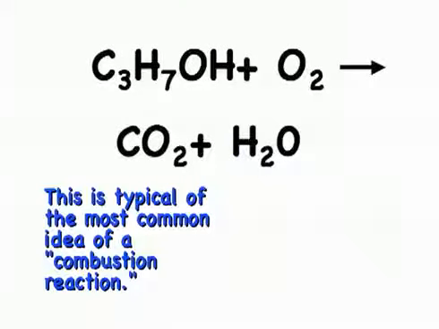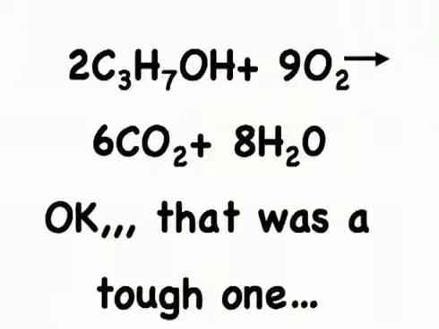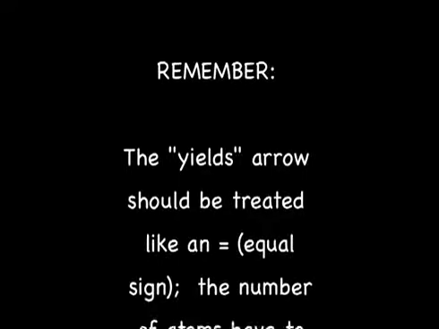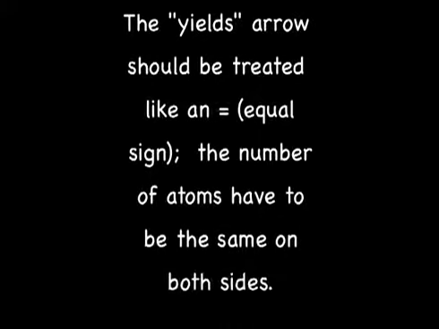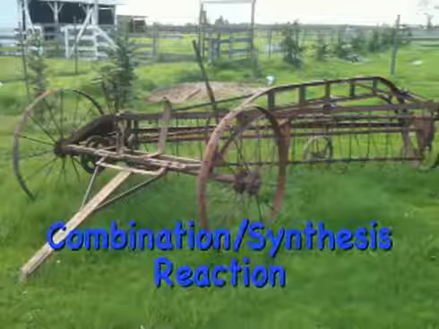We won't go step by step here, but note the odd number of oxygens and the even number of hydrogens. In that case, you've got to even out both before you can balance the equation. Remember, the yields arrow should be treated like an equal sign. The number of atoms have to be the same on both sides of the equation.